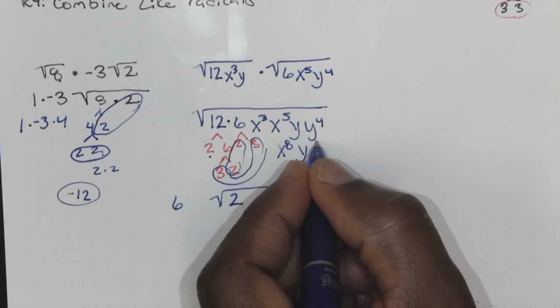How many times does 2 go into 8? 4 times. Well, how many left over? Nothing. So x to the fourth is going to come out because we had 2 going into 8.